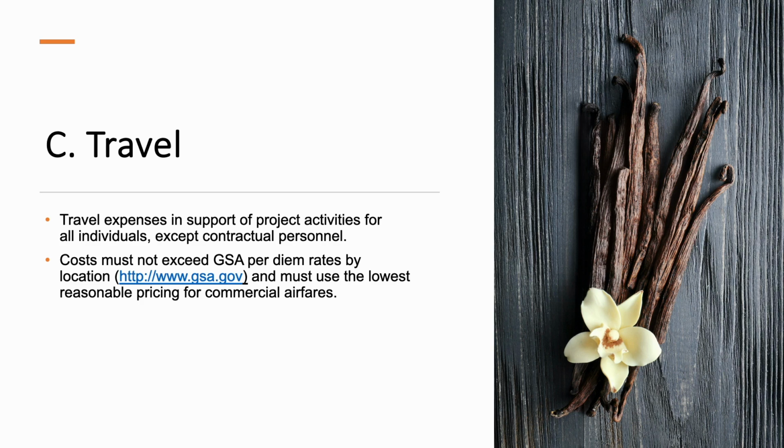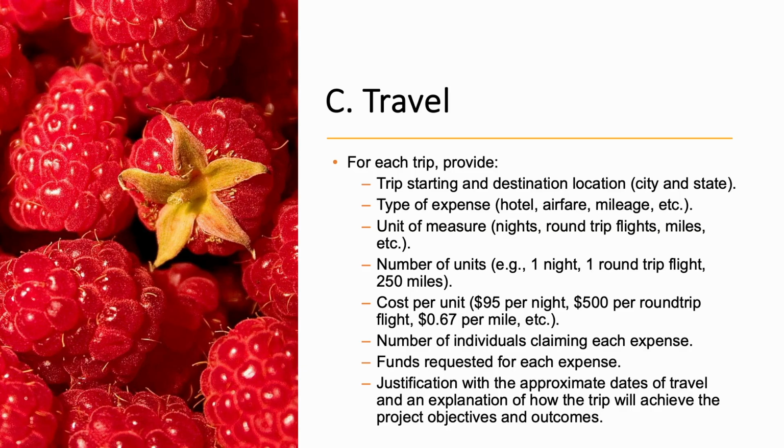These rates vary by location, so be sure to look up the appropriate rates using the GSA website. If selected for funding, your travel budget will be reduced to meet the more reasonable rate of the applicant organization's established travel policy, or GSA rates. For each trip included in the travel table, the following information will need to be provided. First, the trip's starting and ending destination, by city and state. If the exact destination is not yet known, please indicate that the destination is to be determined.